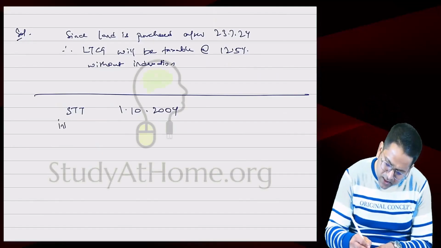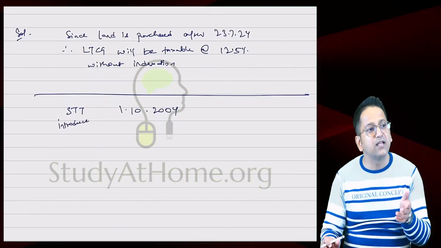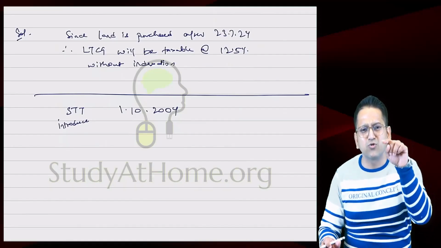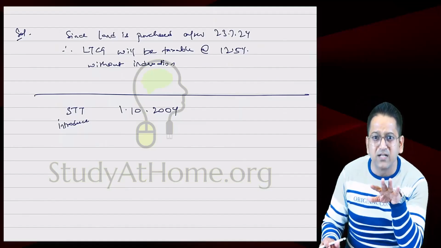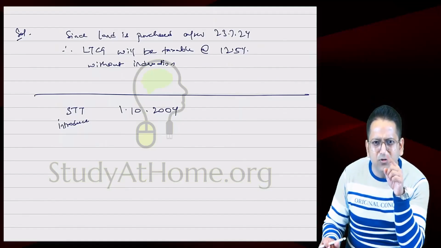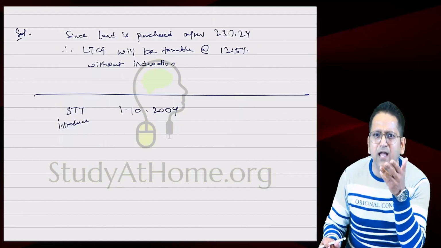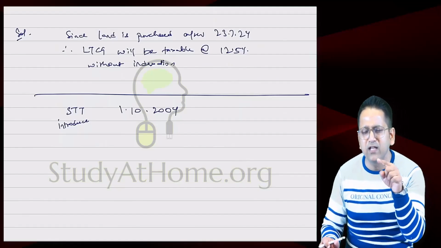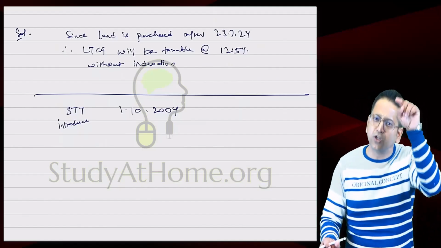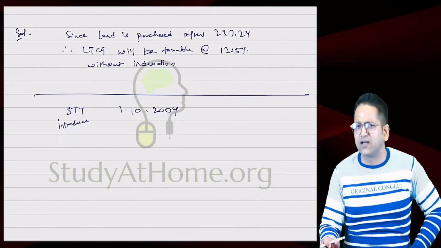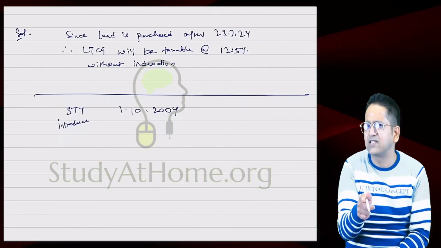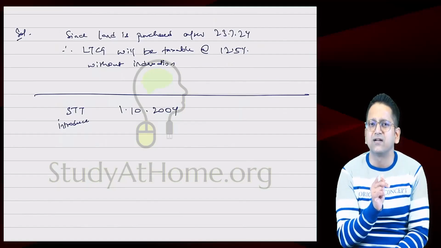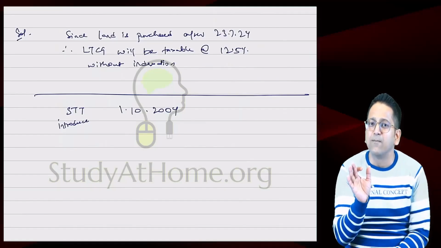Okay, STT was introduced. Meaning STT did not apply at all before 1st October 2004. Tell me one thing, if we bought shares from the stock exchange before 1st October 2004, would STT have been levied? STT had not even arrived in our country. This tax did not even exist. When was this tax created? On 1st October 2004. If we sell that share today, will we get the benefit of this 10%, 12.5%? No, we will not get this particular benefit.